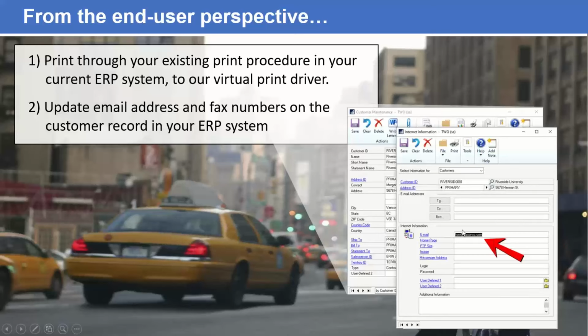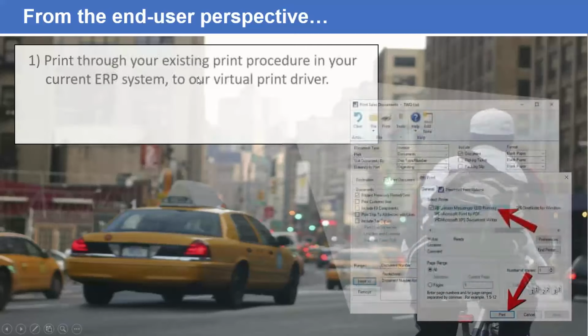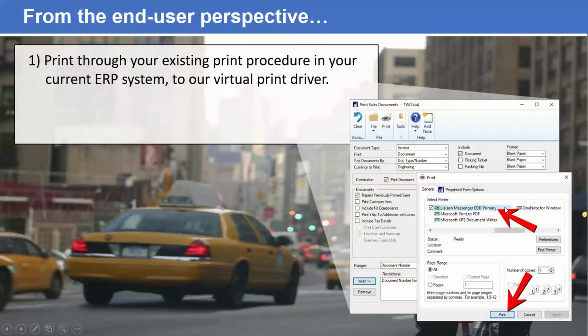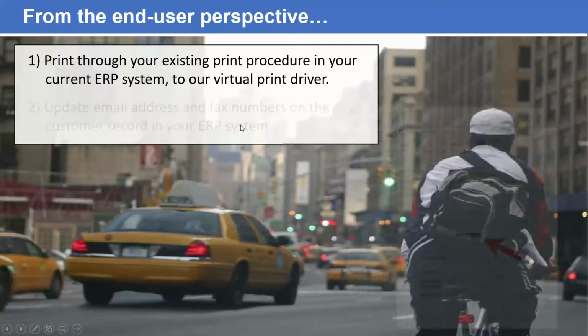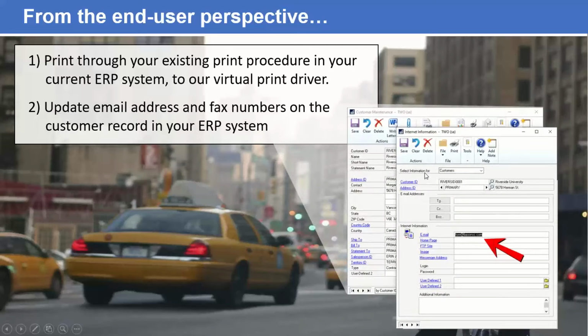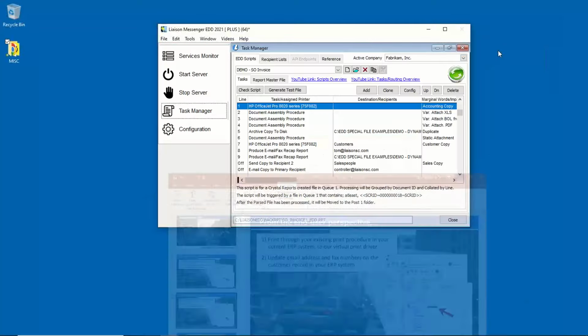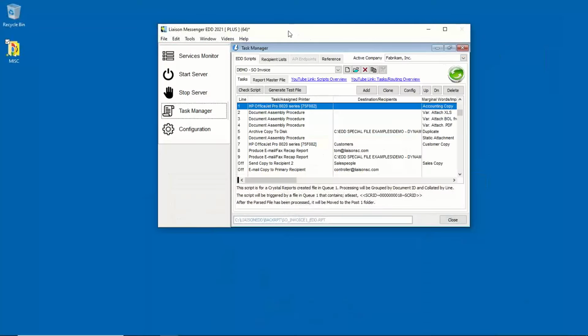On this screen, this is Dynamics GP, and this is the standard field that we pull from in Dynamics GP. We could easily map to any field on the customer record to access the email address. So just to summarize, print with the print driver through the existing print procedure and update email addresses in the ERP package. And everything else that we're going to be covering today is all part of the initial setup.